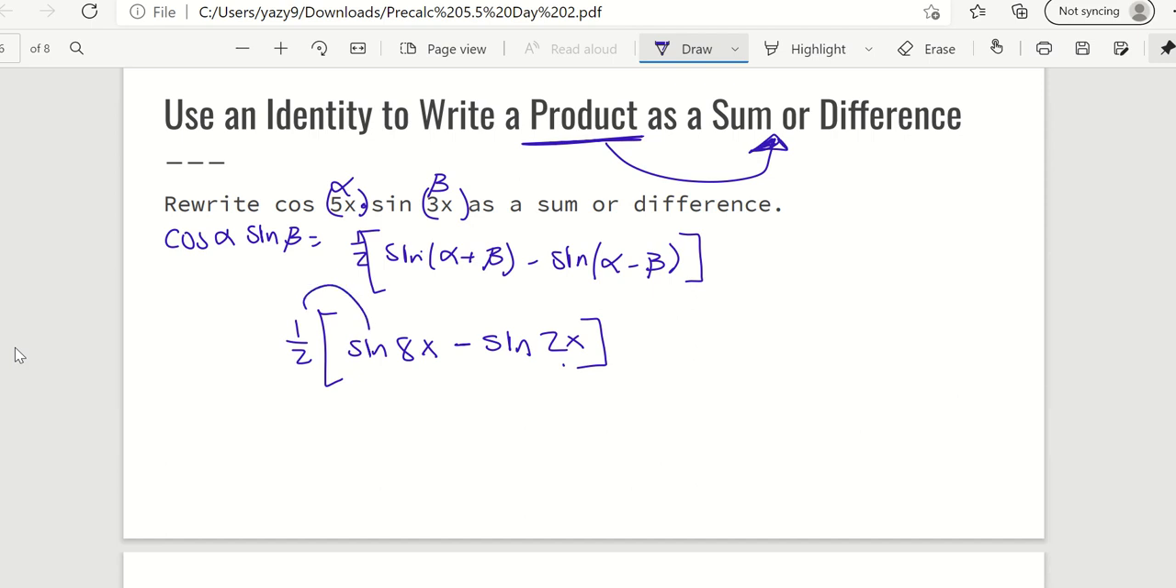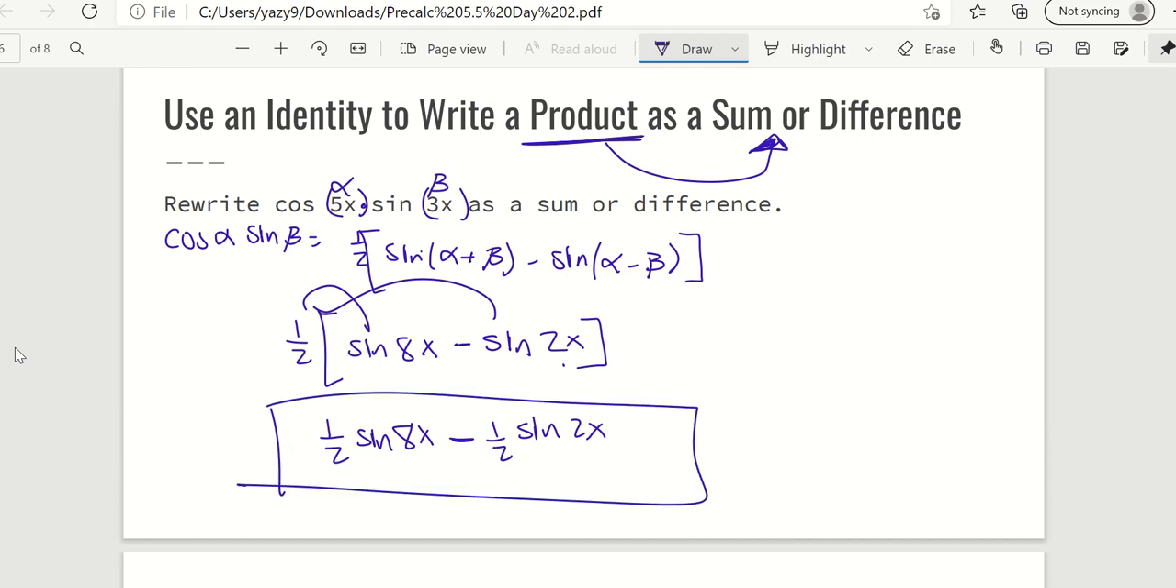So I'm going to distribute the 1/2 to everything, and I have successfully now written it as a sum or difference. In this case, difference, because it's subtraction. But I wrote it as a difference. It's no longer multiplying anymore. You have two terms and they're being subtracted. We're done.